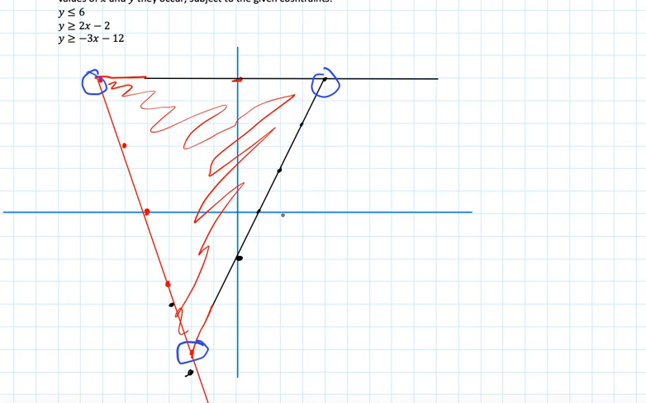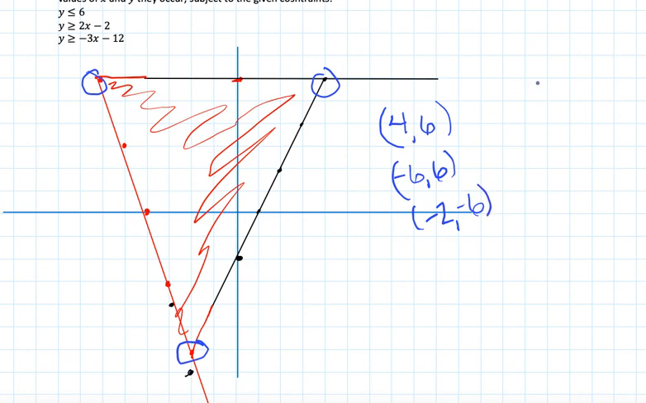So 4, 1, 2, 3, 4, 5, 6. So I have 4, 6. I have 1, 2, 3, 4, 5, 6. I have -6, 6. And I have -2, -6.